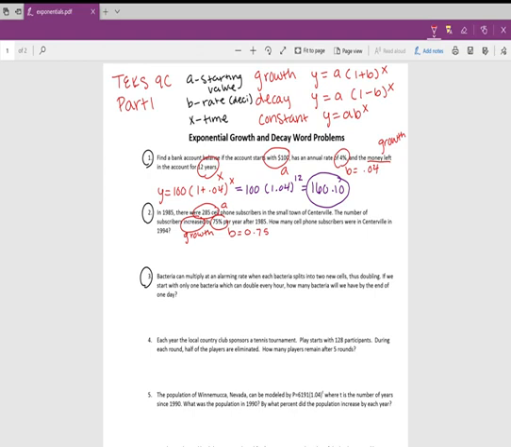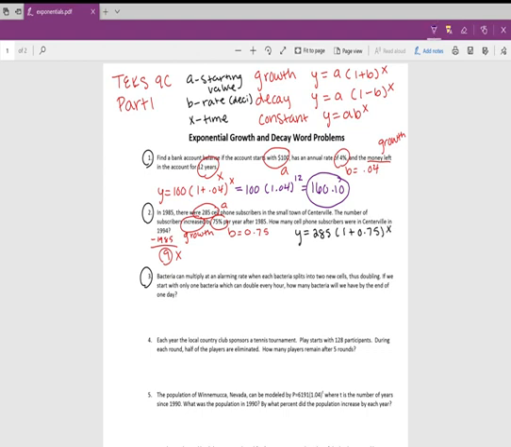Then it says, how many cell phone subscribers were in Centerville in 1994? So since we started in 1985, I'm going to have to subtract 1985 from 1994 to find my x value. So 1994 minus 1985, that's 9 years. So this is our x. Okay, so first I'm going to write the equation. The equation, since it's a growth, is going to be y equals a, which is 285, times (1 plus 0.75) to the x power.